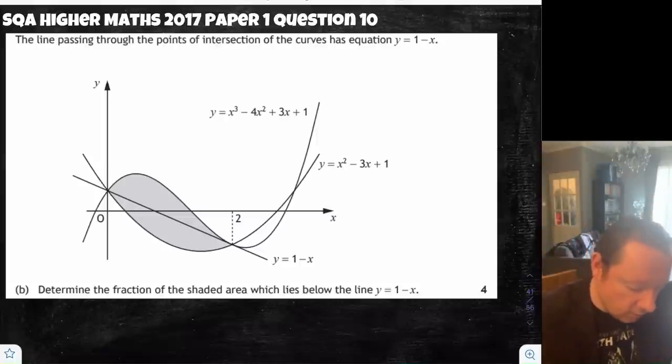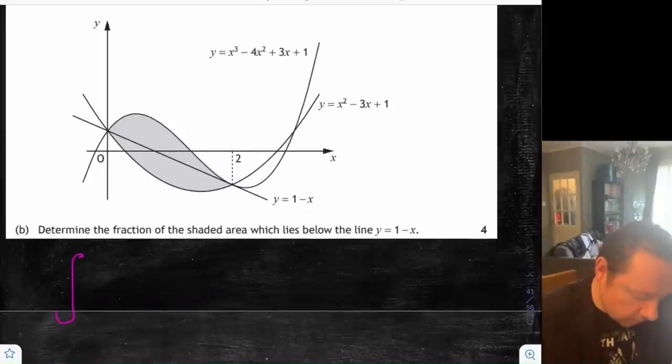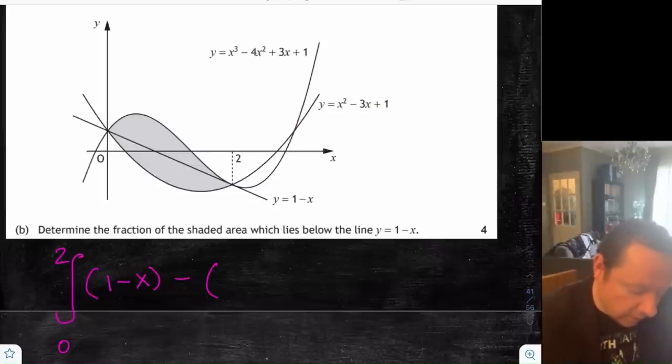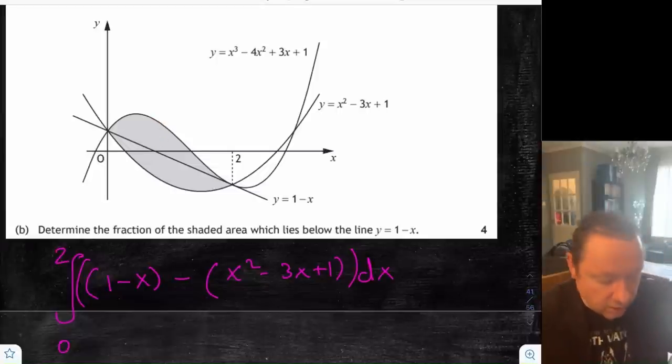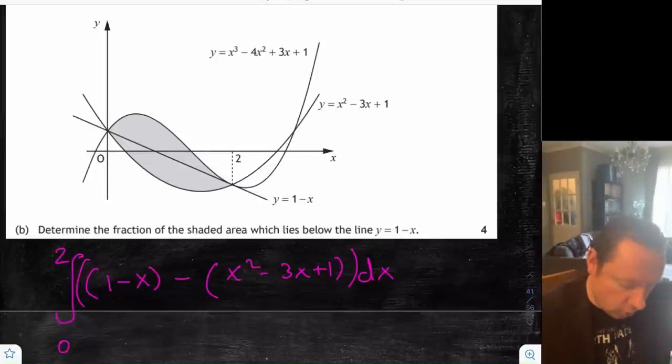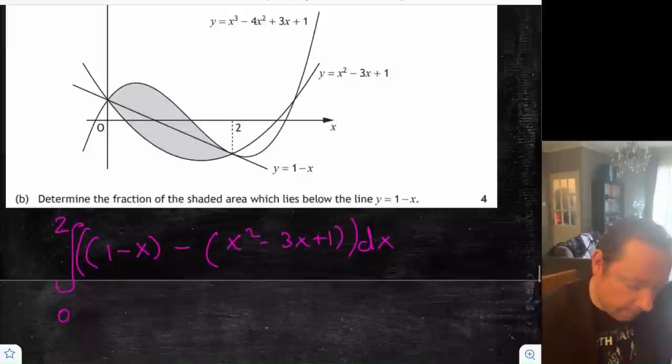So we're doing the integral between 0 and 2. Our upper function is the line this time, so 1 minus x, take away the curve below the line, which is x squared minus 3x plus 1, dx. Alternatively, you could have done this minus a line and then the fraction left over to make a complete whole. It's your choice. I'm going to do it this way.